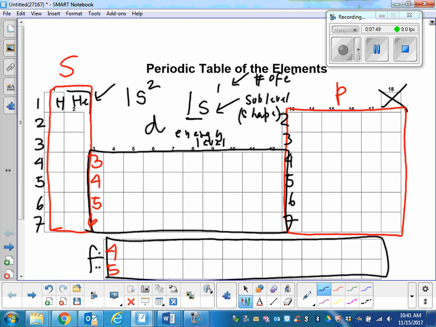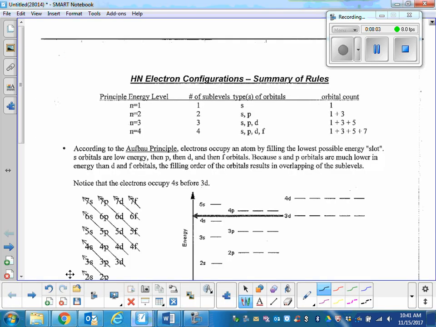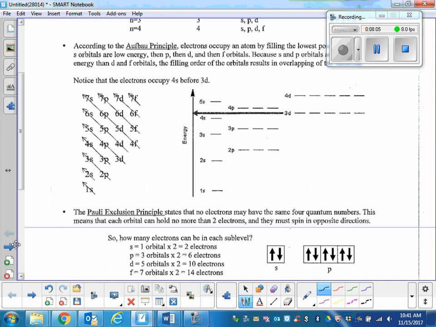Is this understood? Okay? Stay with me for some time till we finish writing electron configuration. Write a question down. You're going to ask that later. All right? So now we're going to write a few electron configurations for the elements that we know.